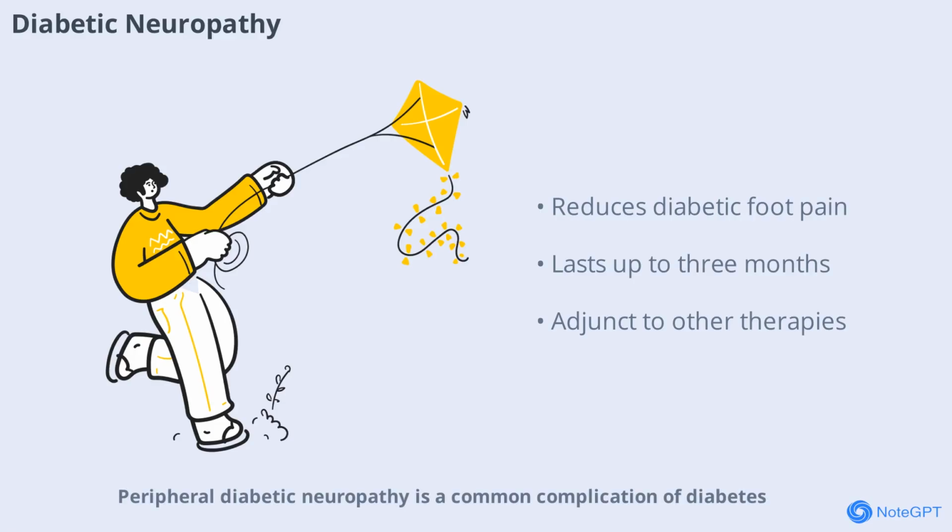Peripheral diabetic neuropathy is a common complication of diabetes, often resulting in chronic pain that is difficult to manage. ONT injections into the dorsal foot, using a grid pattern, have been shown to reduce pain for up to 3 months. This approach is particularly useful for patients who cannot tolerate standard medications or who have localized pain. ONT may serve as an adjunct to other therapies in managing diabetic neuropathy.